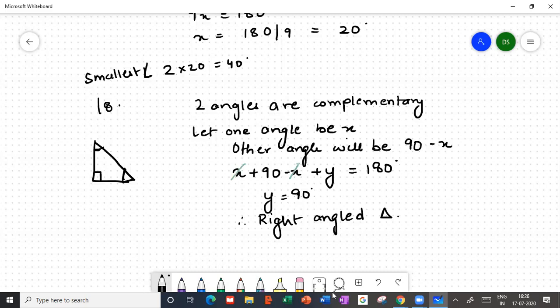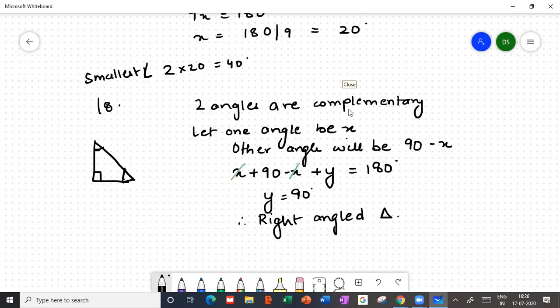In case, Ma'am, if we do not take that x and y, we just say that two angles are complementary, therefore the sum is 90, then y plus 90 is 180. This way will be a better way to represent because it's given two angles are complementary, right? Which means one will be x, so the other will be 90 minus x. So this will be a better way of writing.